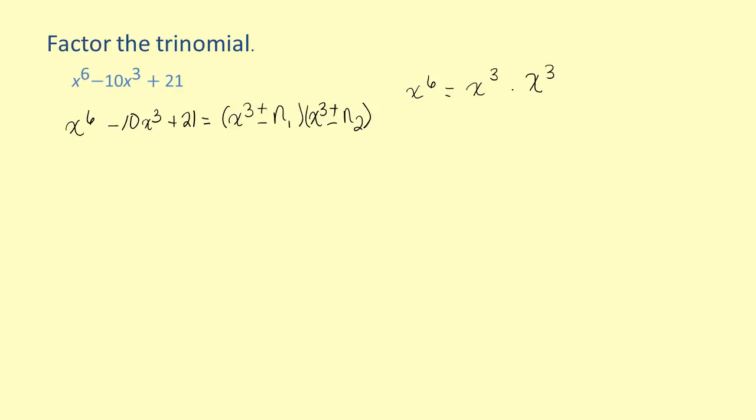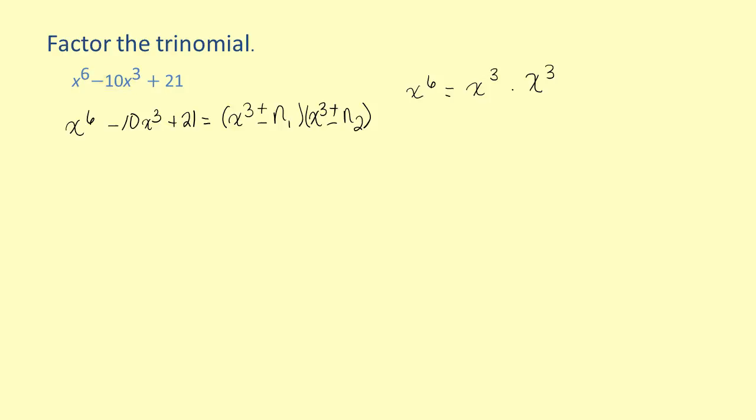When factoring a trinomial such as this, there will be two numbers either added or subtracted from x cubed. In this case, we use n sub 1 and n sub 2 as placeholders for those values. To find the values of n sub 1 and n sub 2, note that the product of the two numbers will be equal to the constant term in the original trinomial, and the sum of the two numbers will be equal to the coefficient in the second term.